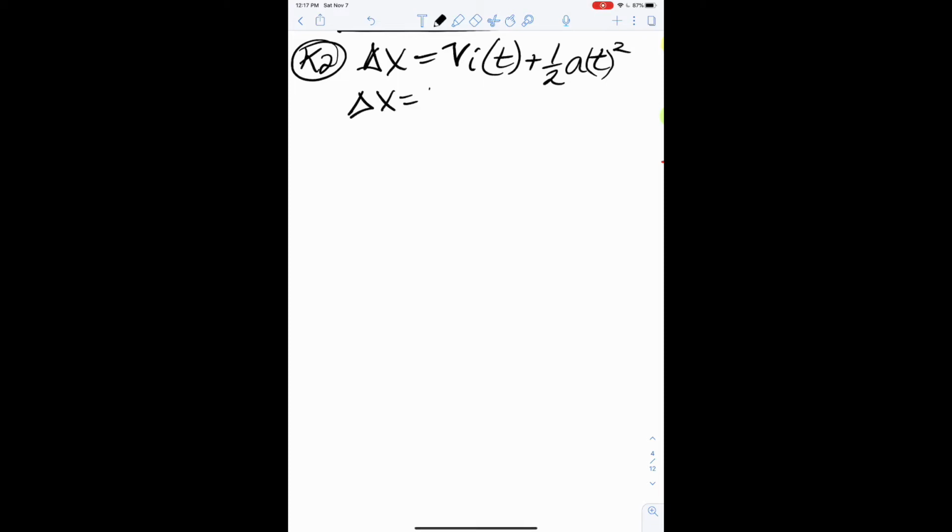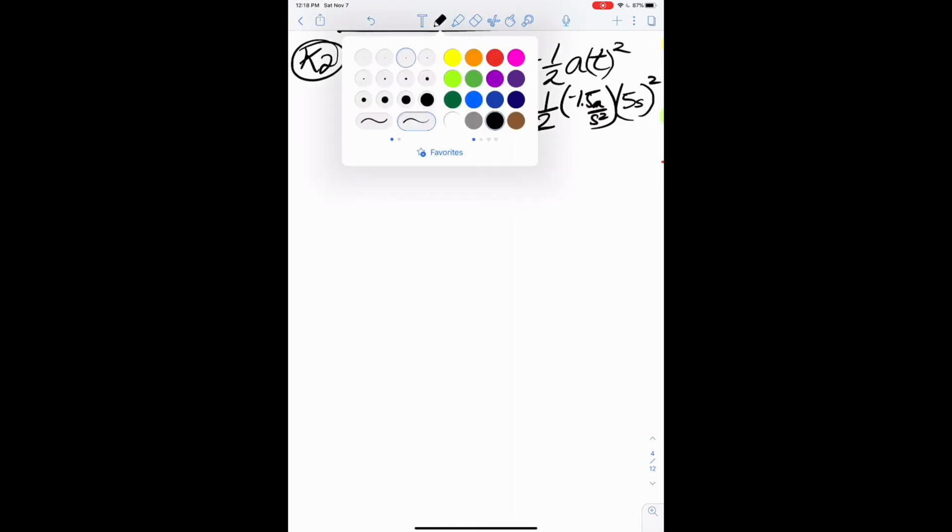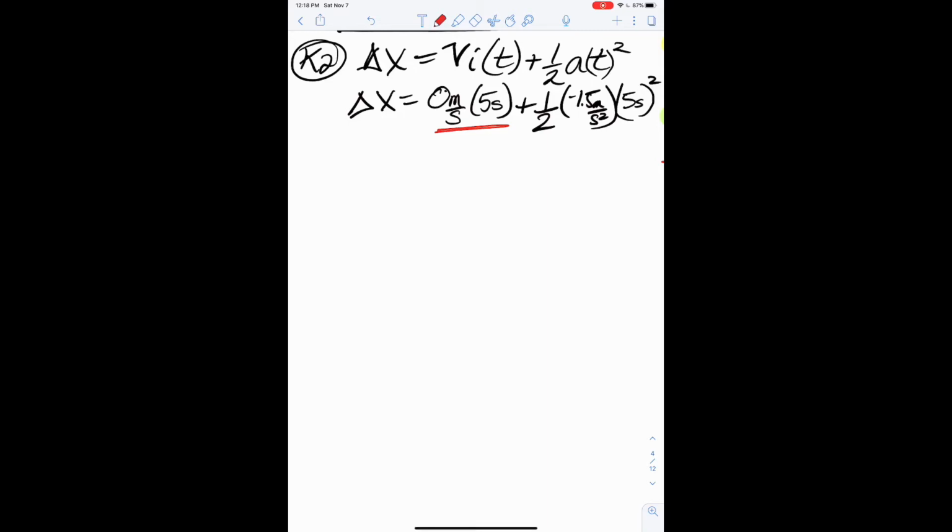All right, let's go ahead and plug in what we do know. I believe we're starting from rest, right? Starting from rest here, so 0 meters per second. Time was 5 seconds. We're going to add to it, I think this was a negative 1.5 meters per second squared. And the time is 5 seconds, which we have to square. So obviously this term right here is just going away, right? 0 times 5 is going to equal 0. So we can get rid of that.